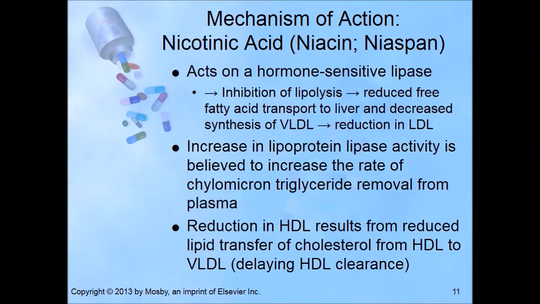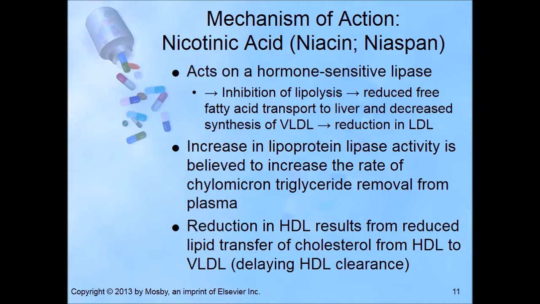Flushing occurs shortly after ingestion and can be blunted with aspirin 30 minutes before. A slow escalation of niacin dosage over 3 to 4 weeks usually is helpful. Extended release niacin products cause less flushing than the immediate release tablets and usually are preferred because of the better tolerability. Niacin can cause hyperglycemia and hyperuricemia.